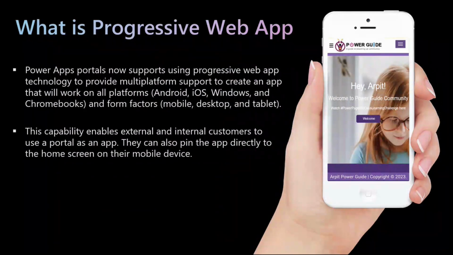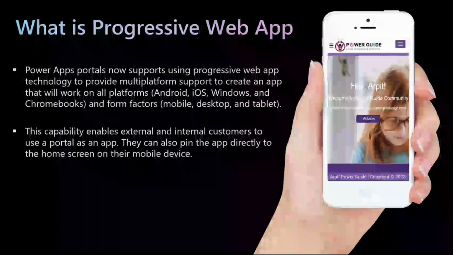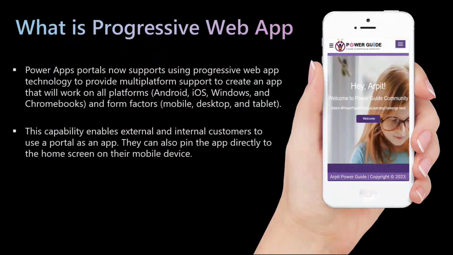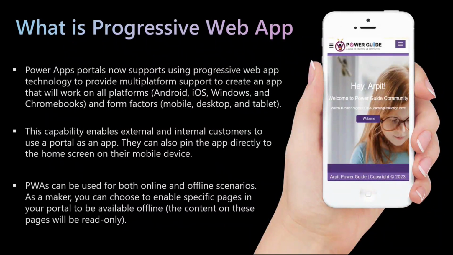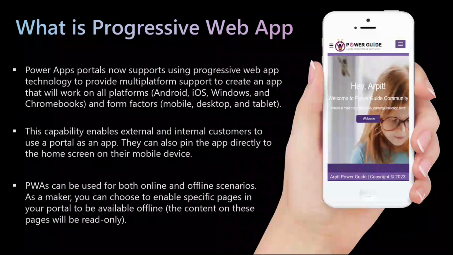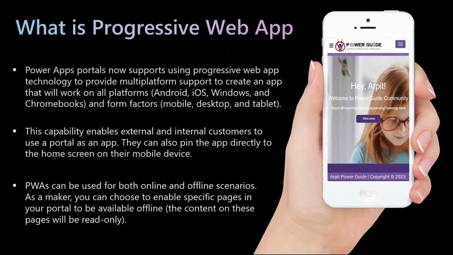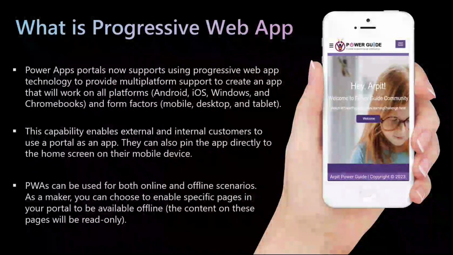In the practical implementation, I'm going to show you all the configuration that you have to do in your portal application in order to create the mobile application for your portal app. PWA can be used for both online and offline scenarios. That is one of the most important advantages of it, that it provides offline capabilities, same like the Canvas app. And as a maker, you can choose to enable specific pages in your portal to be available offline. The content on these pages will be read only.